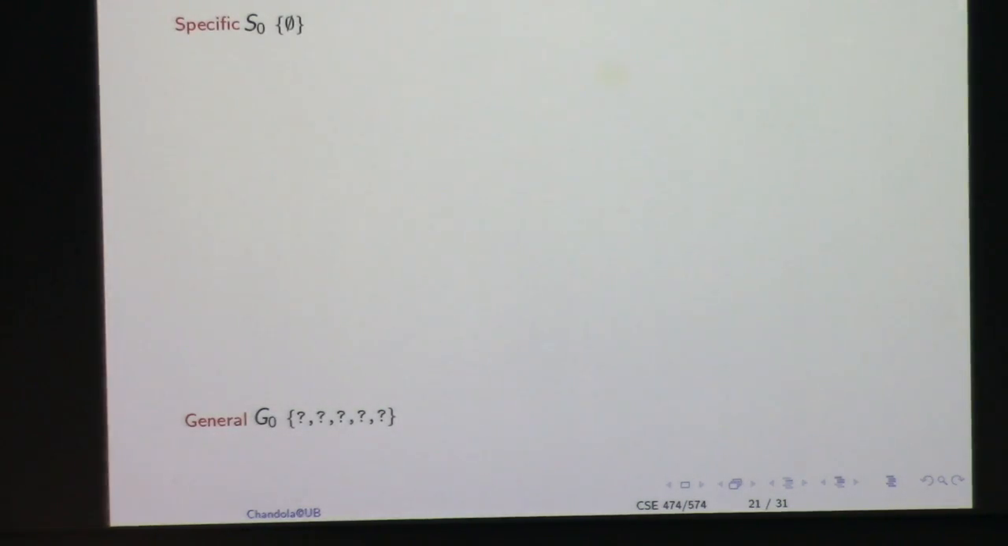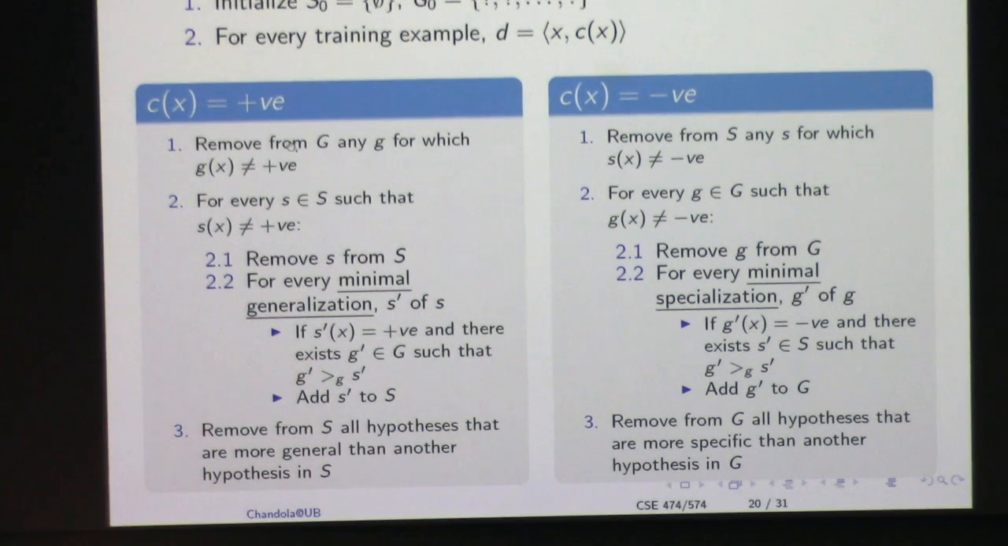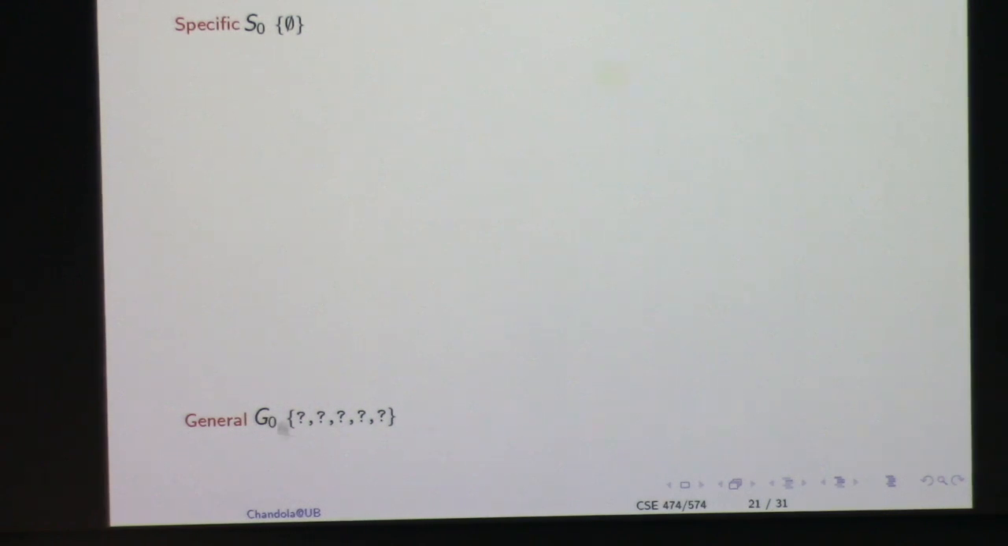So let's go with an example. Here is our current state. This is my most specific, this is my most general. I get my first training data point over here. The first training data point is this. This is again that tumor example, and it's positive. The first thing that we do when we get a positive example is check if we need to fix our general hypothesis. Remember, the first step is remove any g from G for which g(x) is not positive. Clearly right now our G accepts everything, so it is going to call it positive. So this is fine, this stays as it is. But now what we do is we make this more specific. We fix this. And here we are assuming these are conjunctive concepts, remember?